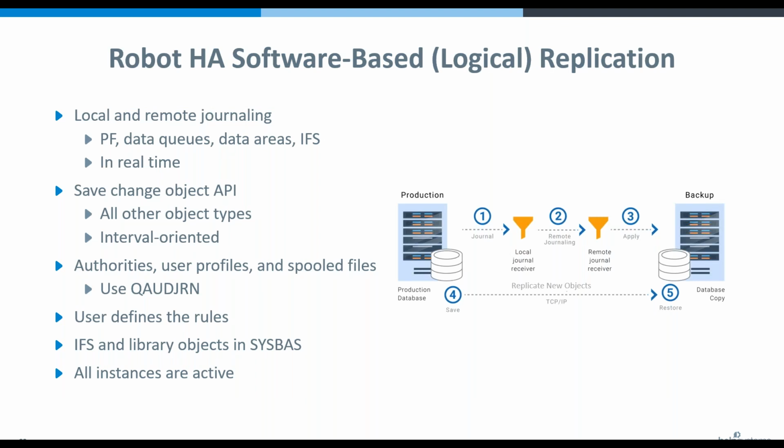So we turn our attention over to HA, and just a little on that. We have Robot HA software that allows us to provide logical replication, which uses journaling technology from the local system to the remote system to apply database changes and keep things in sync. We're doing this in real time for physical files, data areas, data queues, IFS directories, and then we're grabbing other objects using the Save Change Object APIs periodically to send over programs and job descriptions. We still read authority information and user profile information from the QAUDJRN audit journal, but this is a rule-based solution.